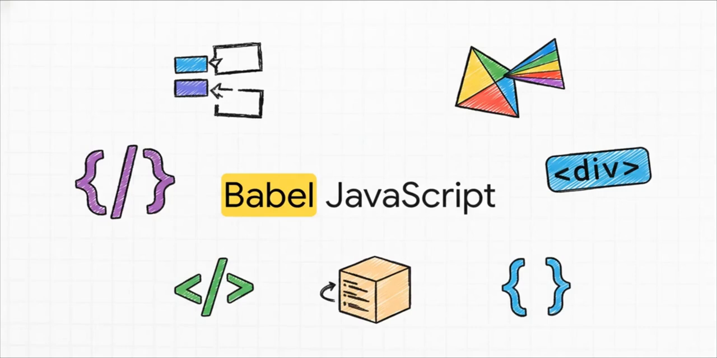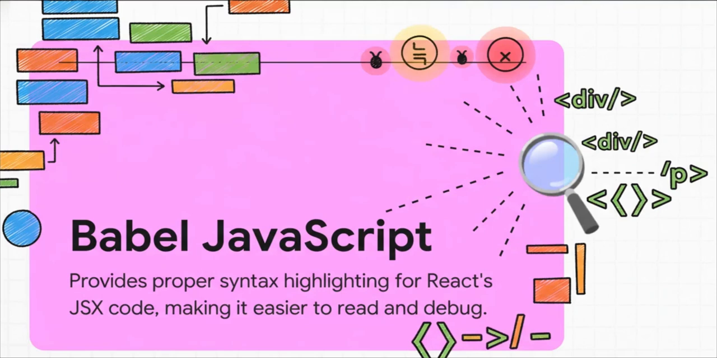First one up is an extension called Babel JavaScript. This one is all about making our React code look good and be easy to understand at a glance. So React uses this special kind of code called JSX, which looks a lot like HTML mixed right into your JavaScript. By default, VS Code gets a little confused by this. The Babel extension basically teaches it how to understand JSX perfectly, so you get all the right colors and highlighting. It makes your code instantly more readable and way, way easier to spot mistakes.